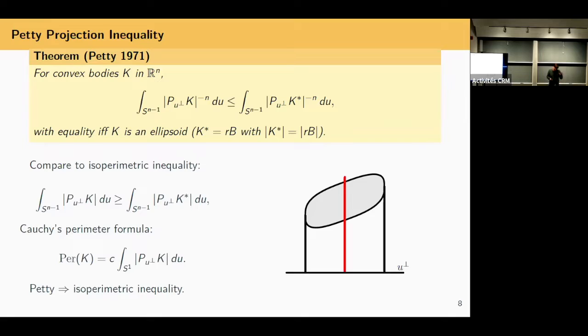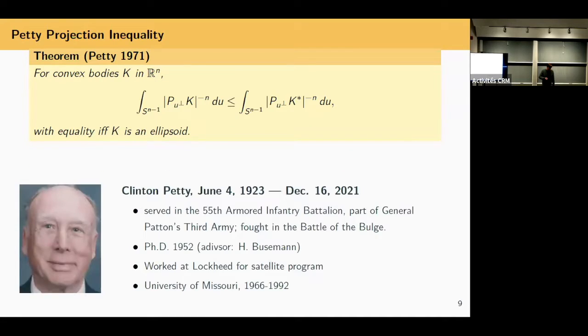The added feature of this inequality is that you don't just have the disk as the equality case. You pick up ellipsoids. So it's an affine strengthening of the isoperimetric inequality. Among other things, Petty used the Busemann random simplex inequality to prove this. Also quite interesting, who was Petty? The inequality is the same, that's the same one.